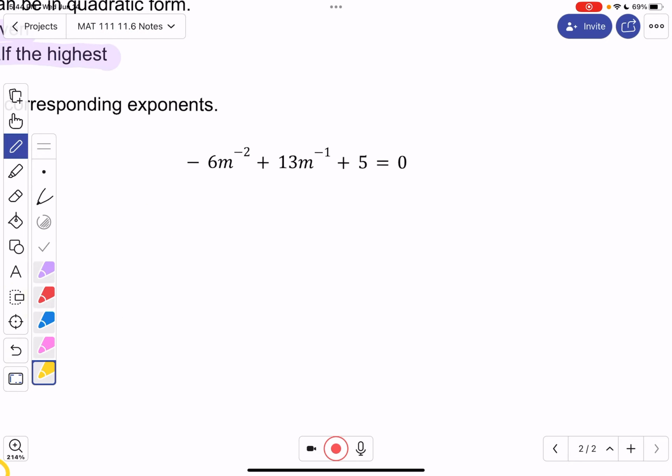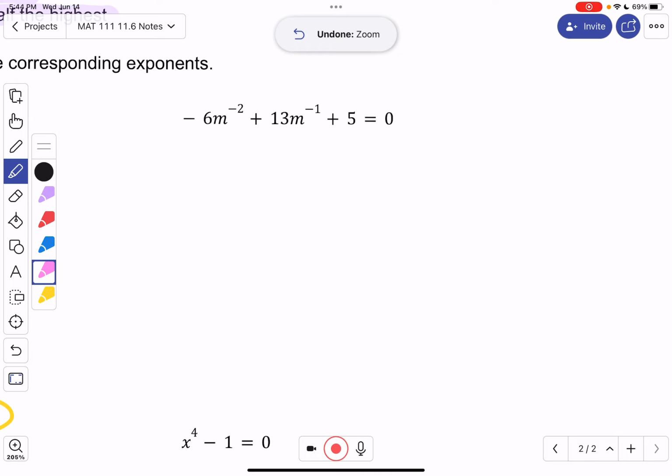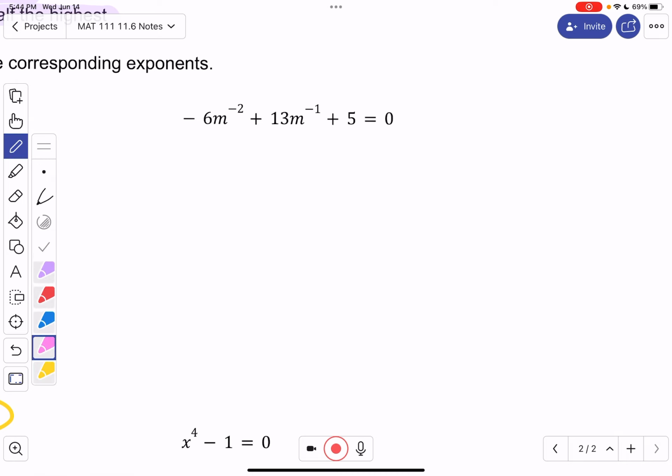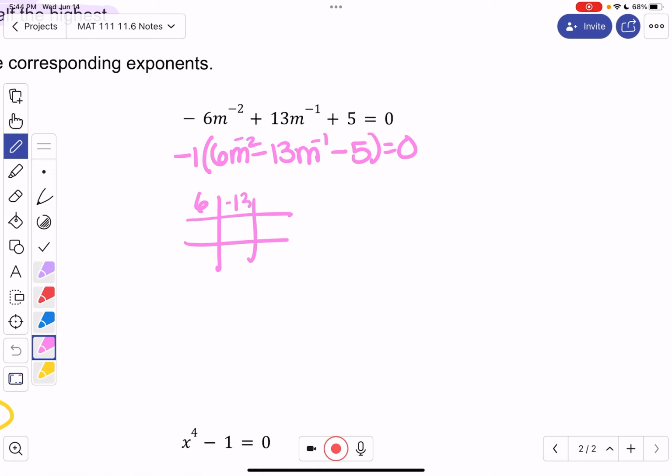All right, let's look at this one. Same idea. We have a -2, so 2 is even, and 1 is half of 2, so we can solve. I'm going to start by taking out a greatest common factor of -1. So I have 6m to the -2 minus 13m to the -1 minus 5, just so that my first number is positive. I like that. Then we do a times c. So that would be -15 and 2.